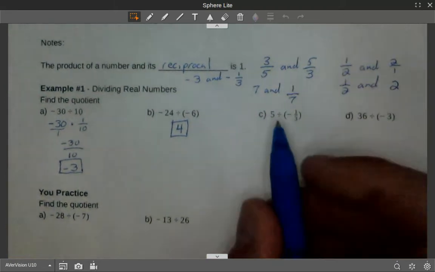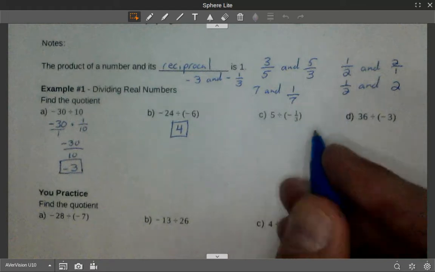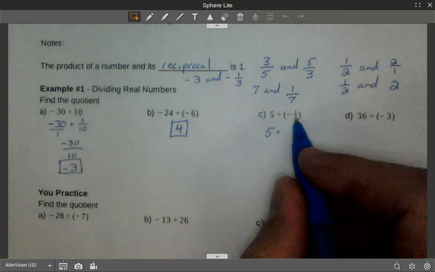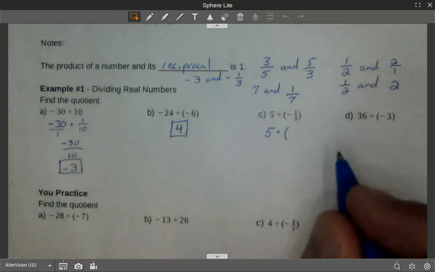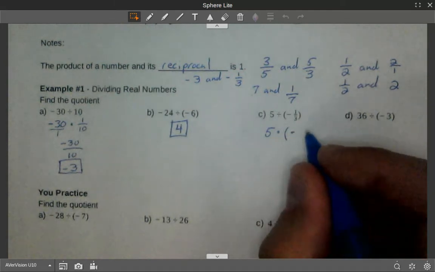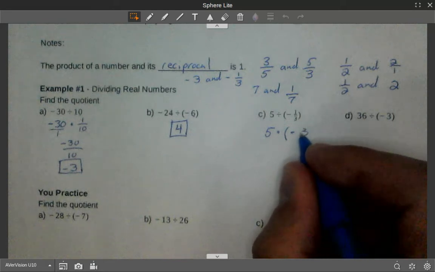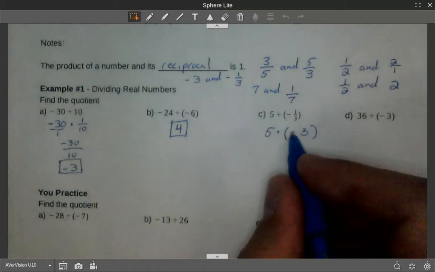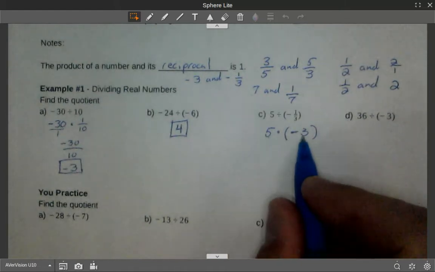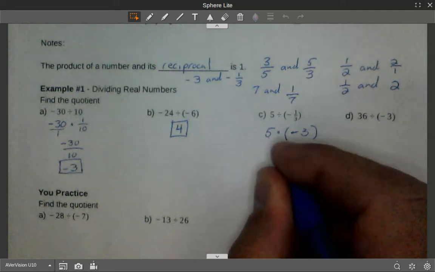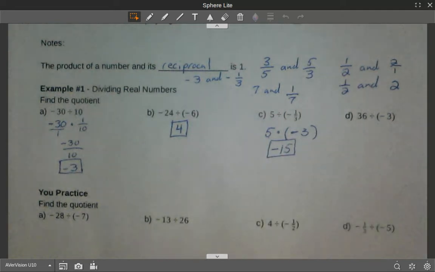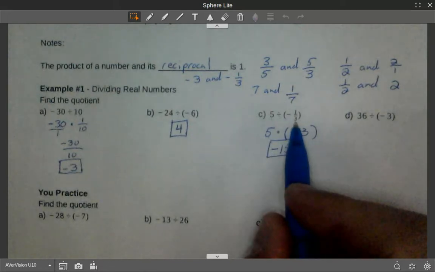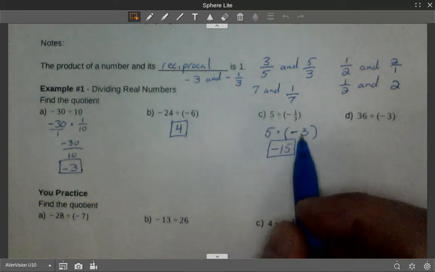In this case right here, I have 5 divided by -1/3. So we're going to change this to a multiplication problem, and we're going to do the reciprocal of -1/3. The reciprocal means that we're still going to have a negative sign, and we're going to flip this around, so it's going to be 3/1, or just 3. Now if I do this, I know 5 times -3 is -15. Some of you might have learned in other math classes that you can copy, dot, flip. That's the same thing as just saying multiplying by the reciprocal.